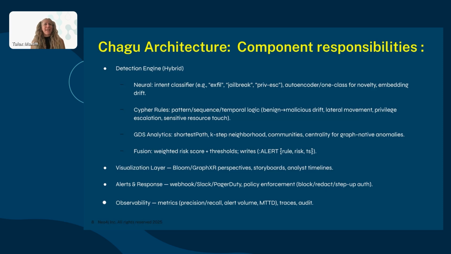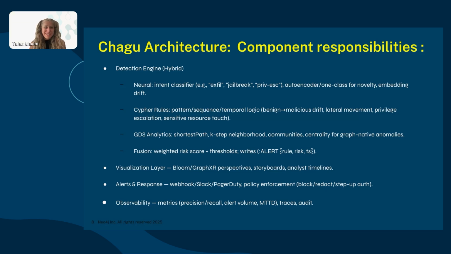It can be escalation, like gaining sensitive information. It can be model tricks here and there. We also do GDS analytics. It's like shortest path, key steps, neighborhood, communities, and centrality for graph native anomalies. And fusion, it's where there are scores when we are getting something unexpected, alerting the risks.